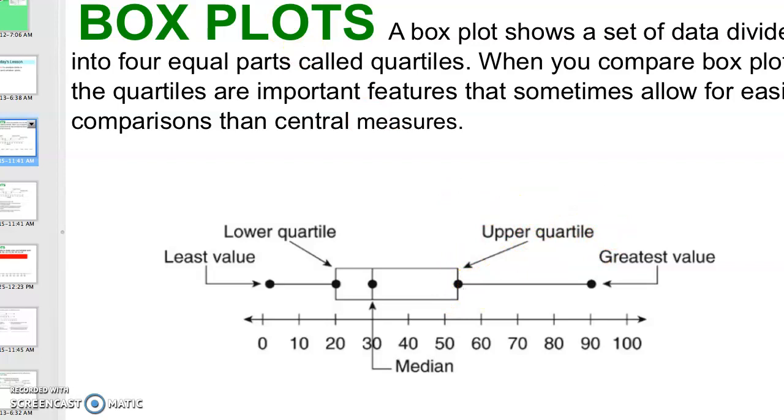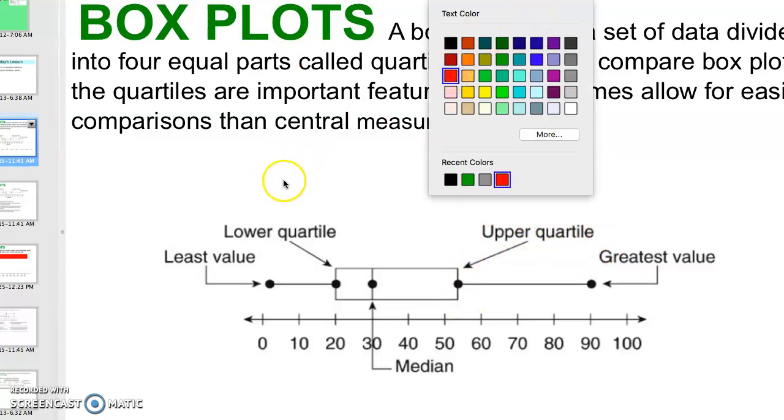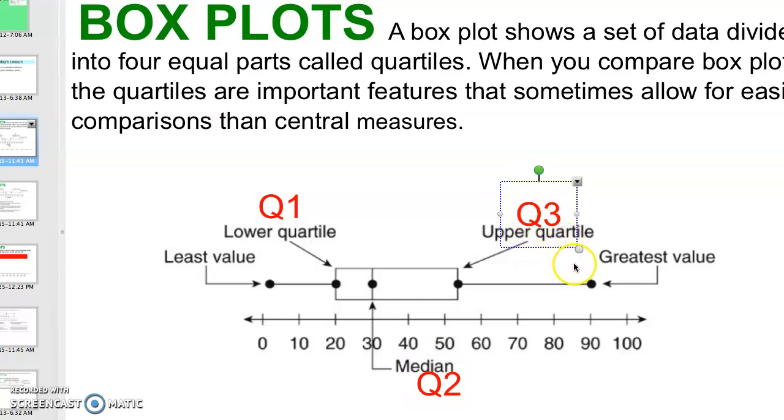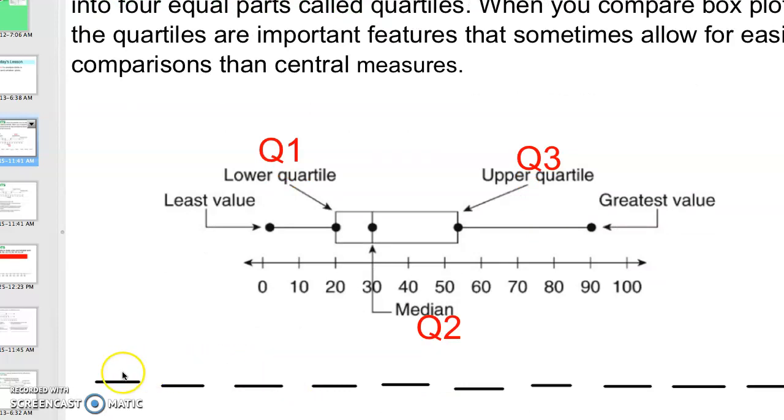I'm just going to put this in here. Your lower quartile is quartile 1. Your median is also called quartile 2. And the upper quartile is also called quartile 3. So these names are interchangeable, okay? And I just want to give you an example. Let's say each one of these lines represents a number in order from least to greatest.